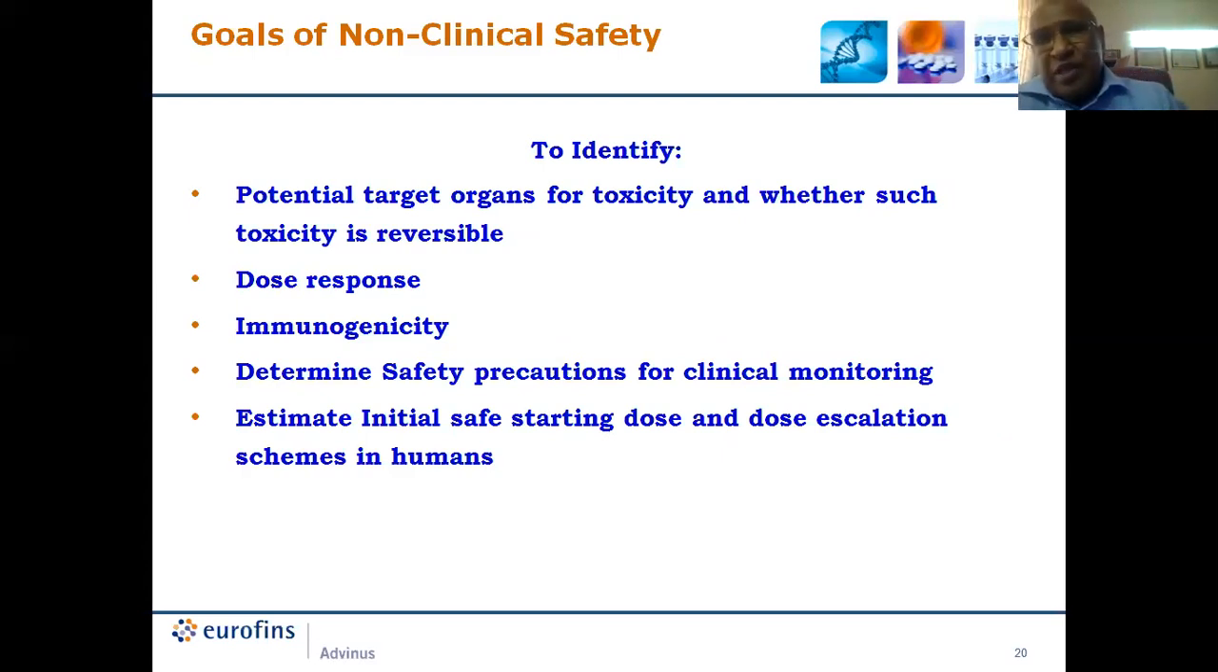We want to make sure of the effects observed as the doses increase. Is there an incremental increase in the toxicologic findings? In some cases of large molecules, we want to find out whether there is any immunologic potency. Also very important, the last one: toxicologists are the people who determine what should be the first dose to be administered to humans based on animal data, which I have some examples of coming later on.